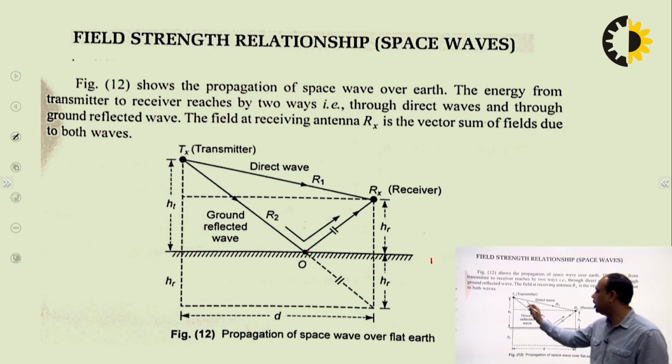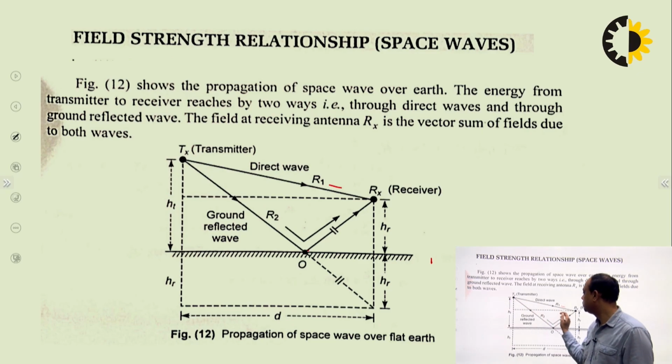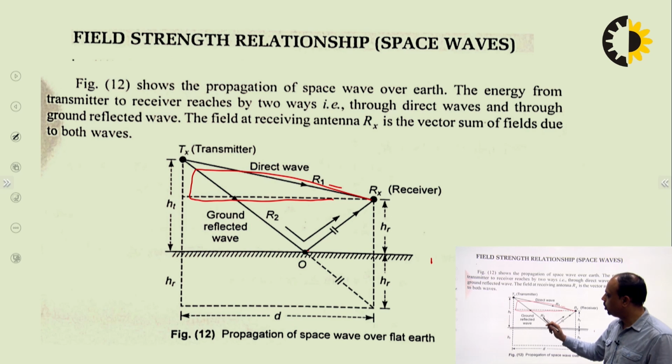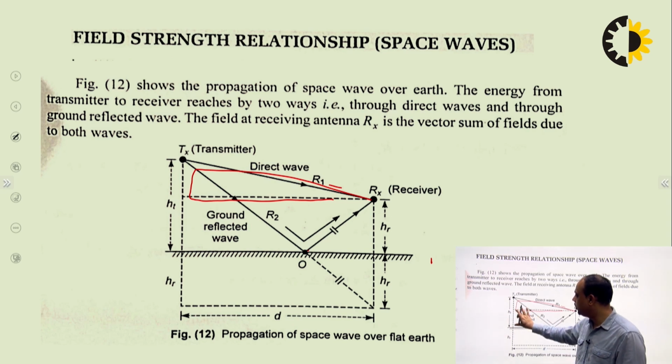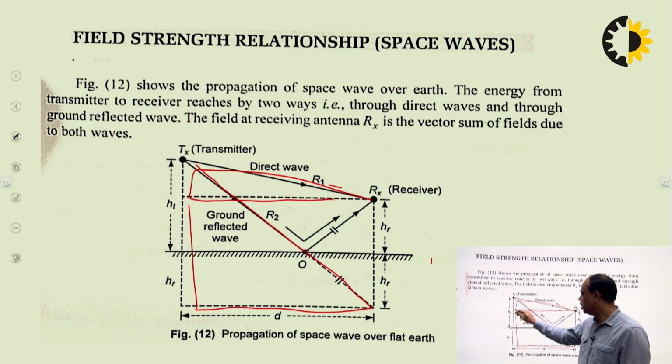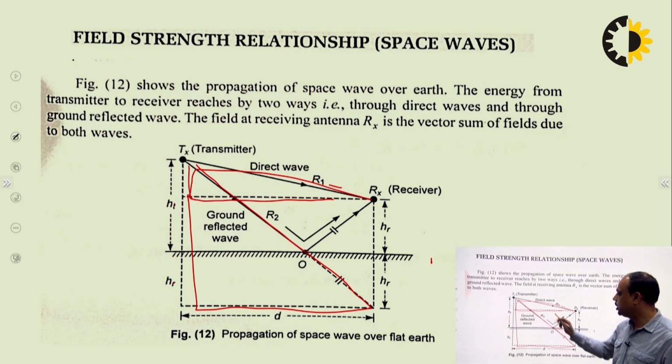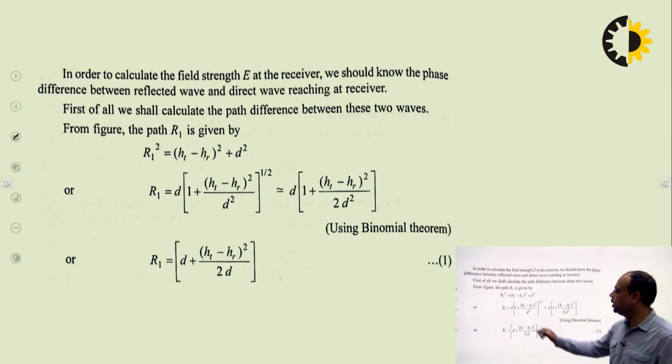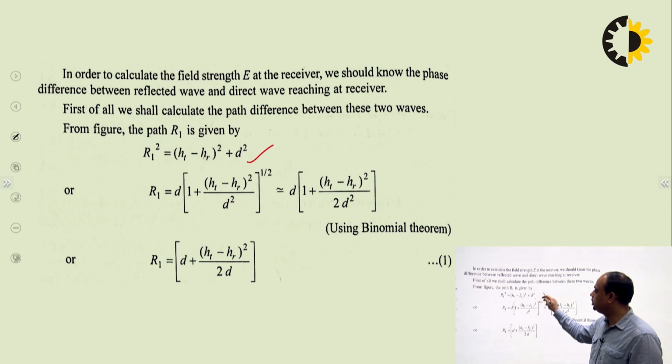So we have two triangles. The one triangle is this, where we have R1 square equal to (HT minus HR) whole square plus D square, because this value is HR and this is HT. And the other triangle is R2 square equal to (HT plus HR) whole square plus D square. So by using these two ray paths, we can calculate the electric field strength at the receiving end, and R1 is equal to the square root of (HT minus HR) whole square plus D square.